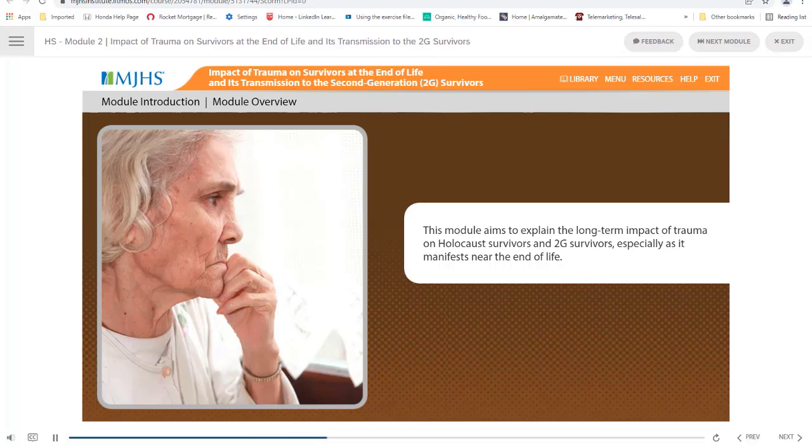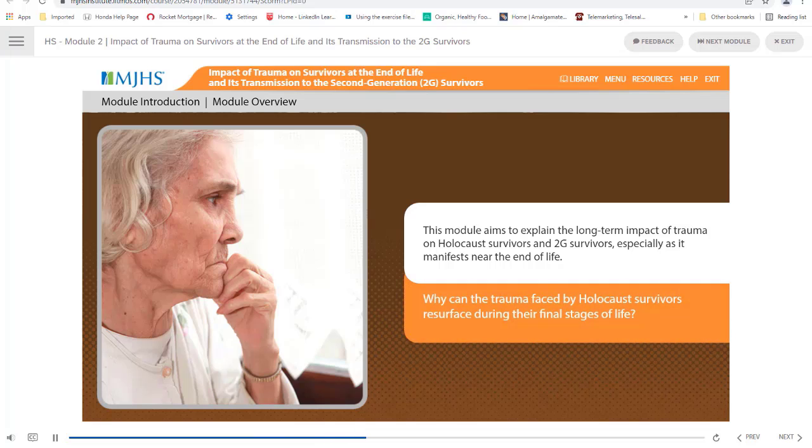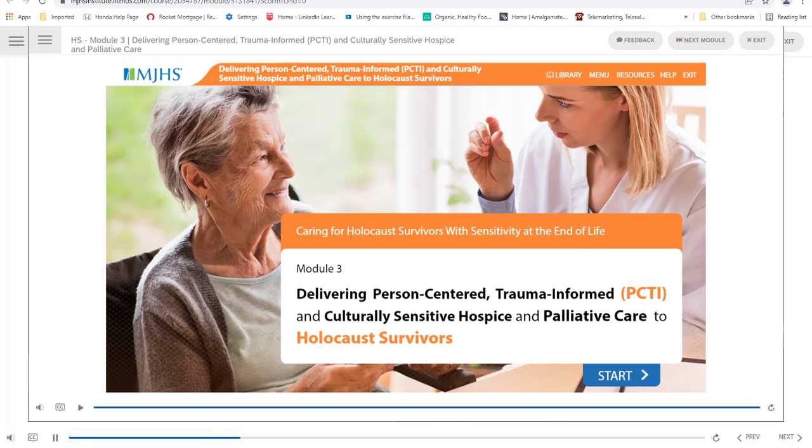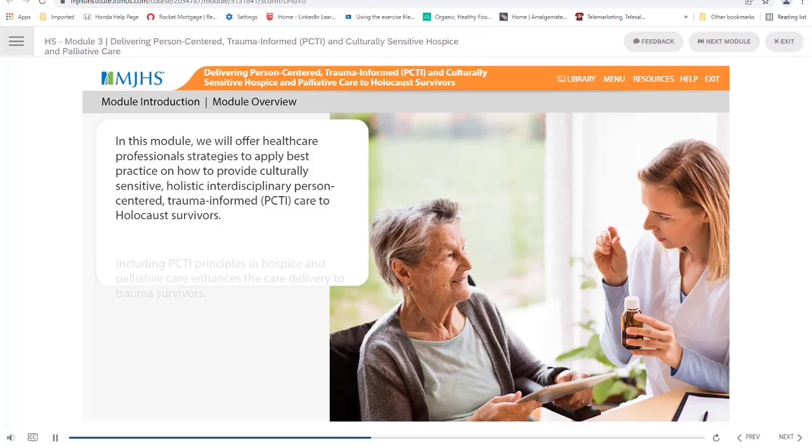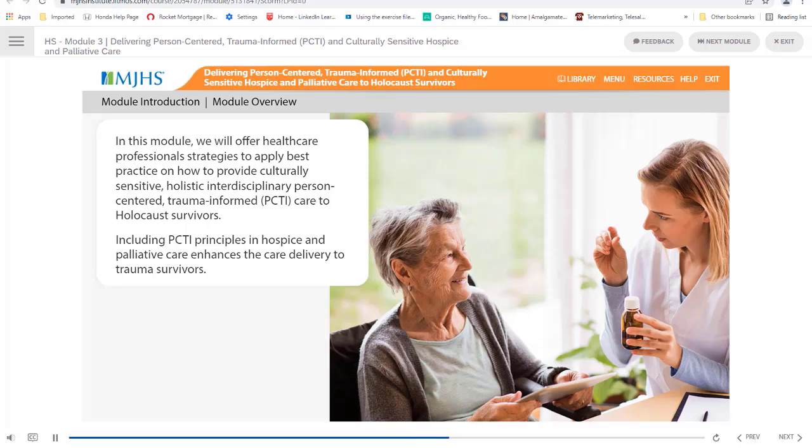As a healthcare provider, you need to understand why the trauma faced by Holocaust survivors resurfaces during their final stages of life. We will also see when Rosa's trauma resurfaces at the Jewish hospice facility. We will offer healthcare professionals strategies to apply best practice on how to provide culturally sensitive, holistic, interdisciplinary, person-centered, trauma-informed care to Holocaust survivors. Including PCTI principles in hospice and palliative care enhances the care delivery to trauma survivors.